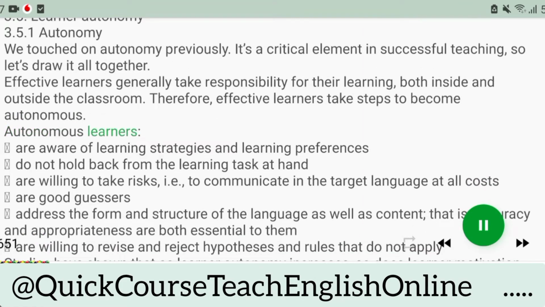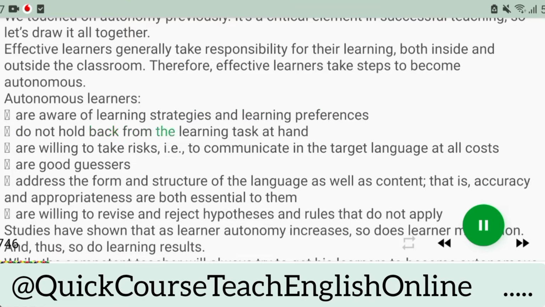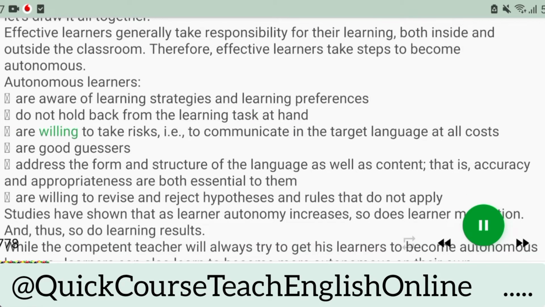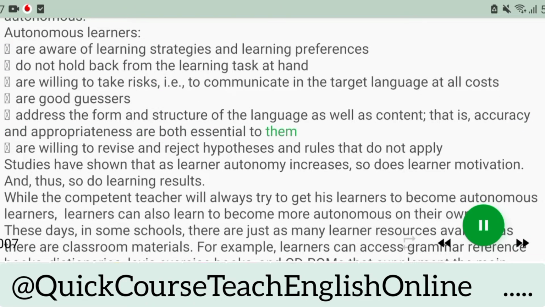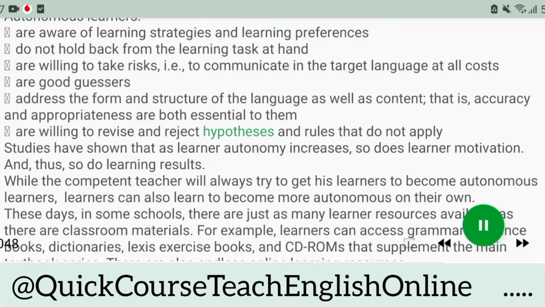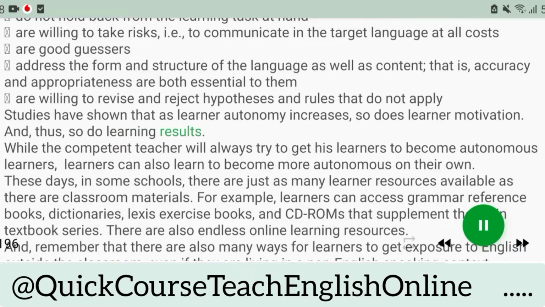Autonomous learners are aware of learning strategies and learning preferences. Do not hold back from the learning task at hand. Are willing to take risks, i.e., to communicate in the target language at all costs. Are good guessers. Address the form and structure of the language as well as content. That is, accuracy and appropriateness are both essential to them. Are willing to revise and reject hypotheses and rules that do not apply. Studies have shown that as learner autonomy increases, so does learner motivation. And, thus, so do learning results.